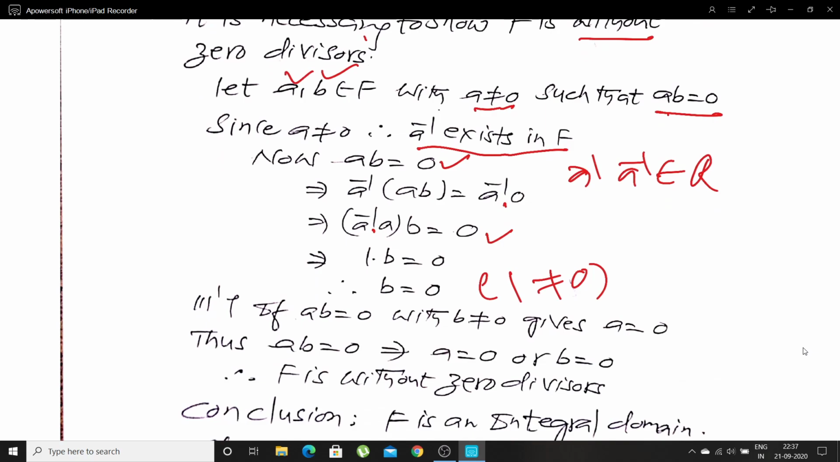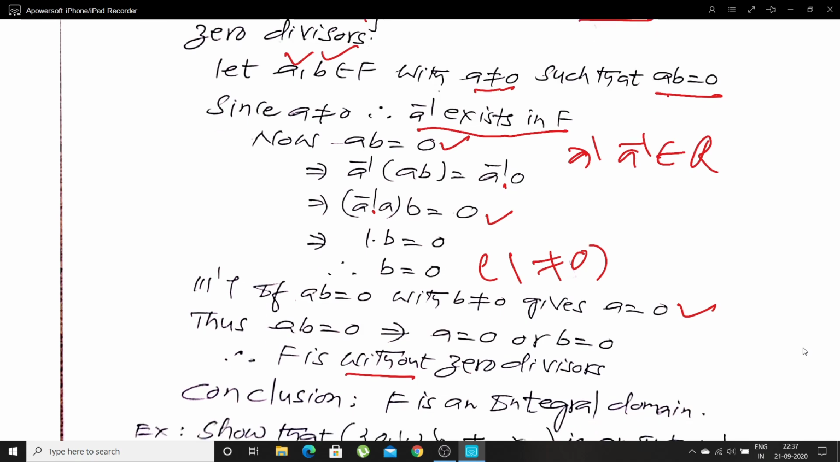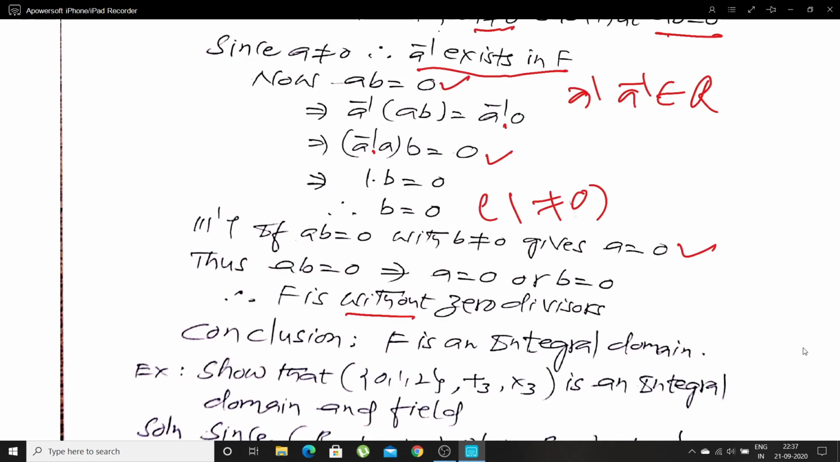Similarly, if ab equals 0 with b not equal to 0, what does it give? It gives a equal to 0. What does it show? It is without zero divisors. By seeing all these results, we can conclude that F is an integral domain.